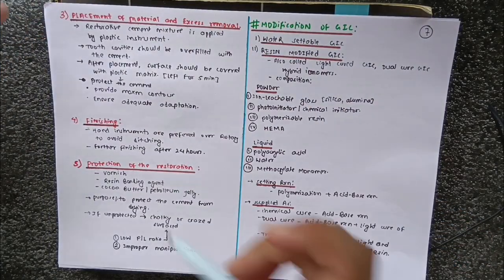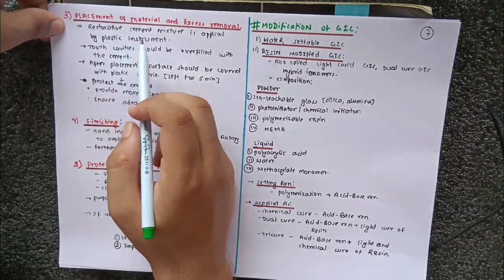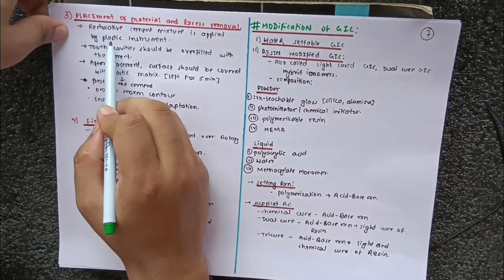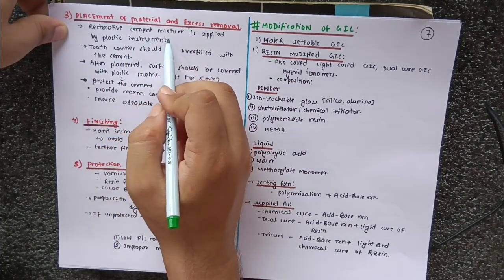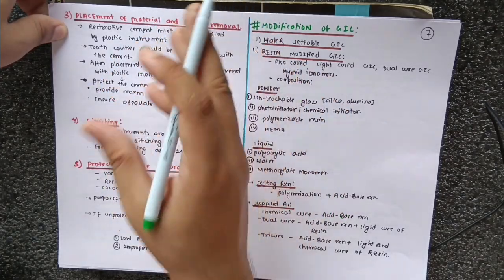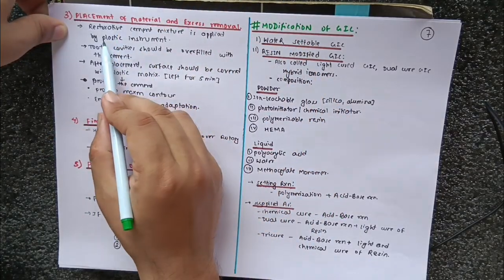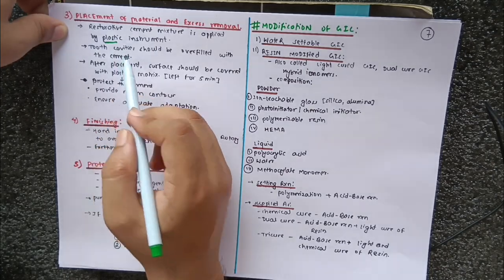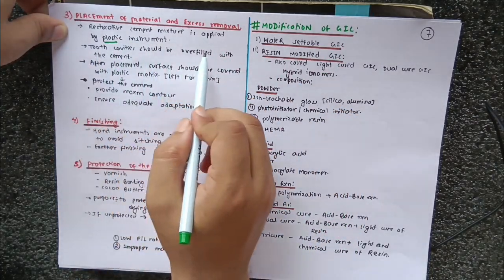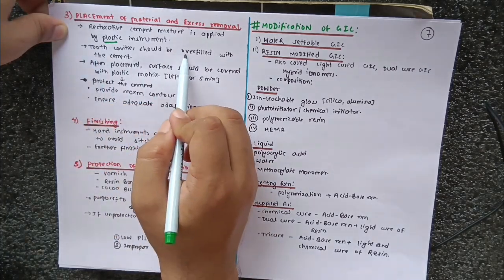After that, how we place the GIC in the mouth is, the restorative cement mix is applied by the plastic instrument. The plastic instrument comes in the preclinical conservative instrument set. So there is a plastic instrument present there. We carry it by the plastic instrument and we fill in the tooth cavities. And while filling we should do overfilling.